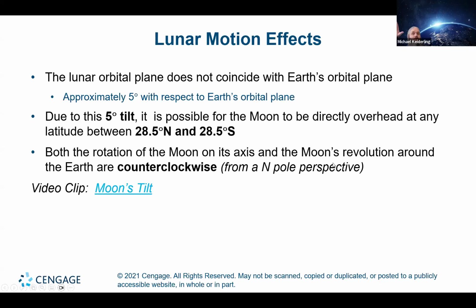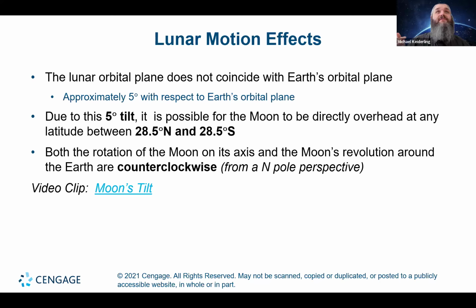So the moon's orbit around the Earth is not in the same plane as the Earth's orbit around the sun. It's tilted by about 5 degrees. And because of this tilt, there's actually a few interesting effects that occur. It's possible for the moon to be directly overhead at any latitude from 28.5 degrees north to 28.5 degrees south, depending on a variety of factors.